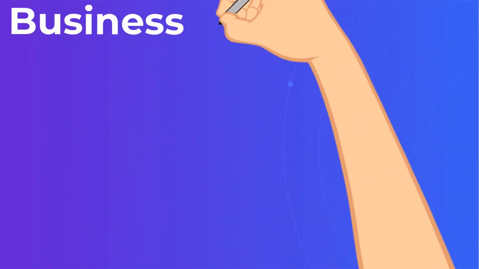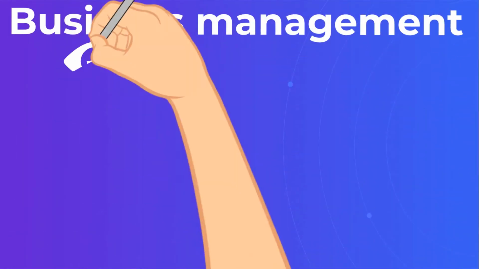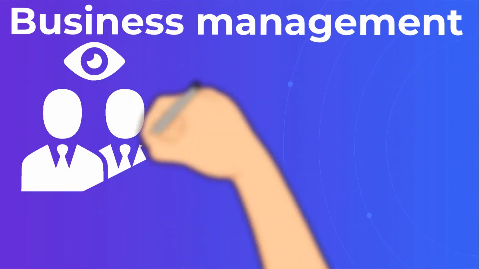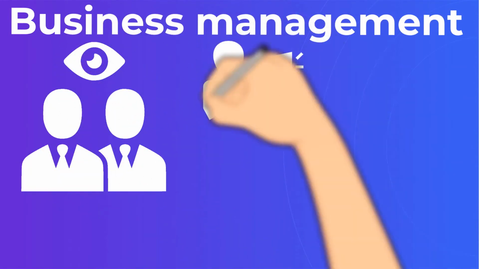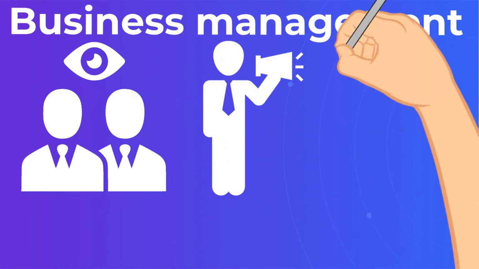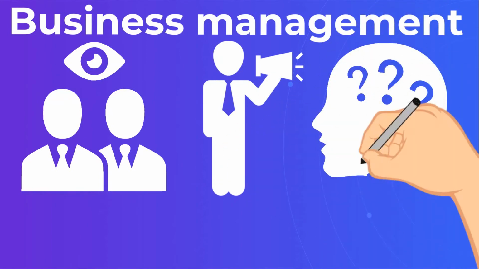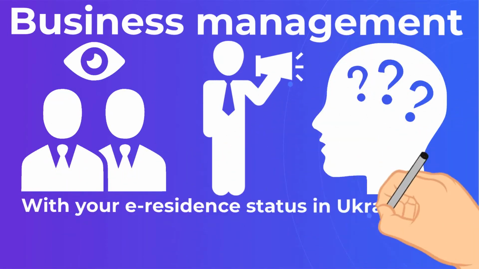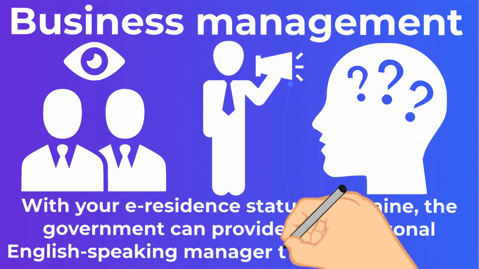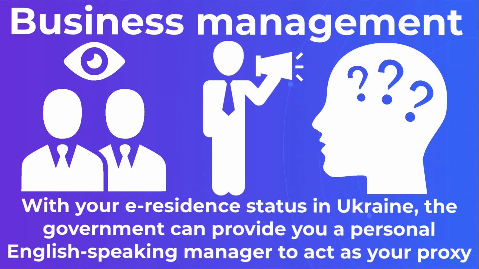Business management. If you are not present where your business is, you want to maintain direct oversight over its operations and ensure that it is doing well. With your e-resident status in Ukraine, the government can provide you a personal English-speaking manager to act as your proxy, consult for you, and answer your questions.